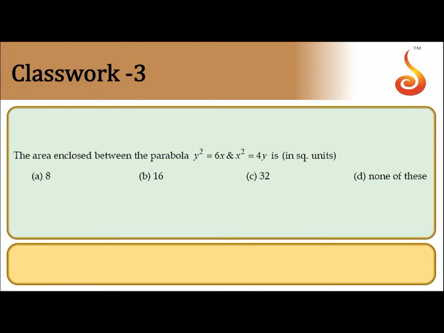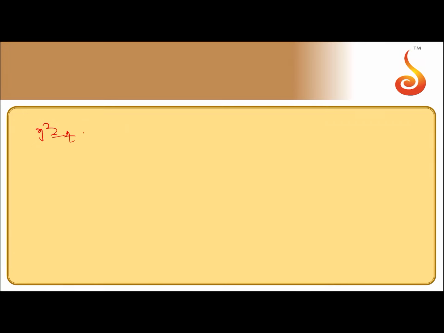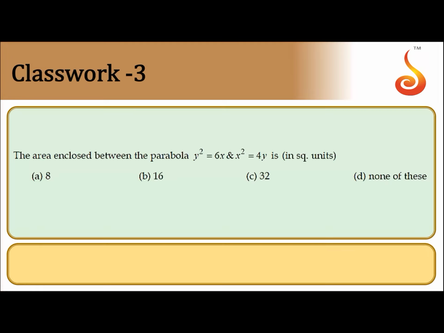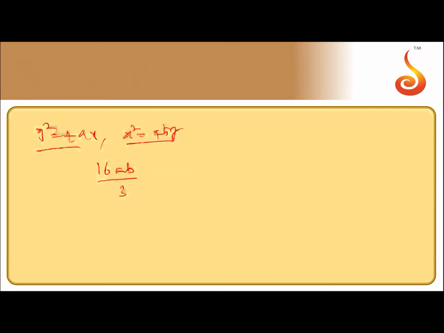Coming to the next one, the area enclosed between the two curves y square is equal to 4ax and x square is equal to 4by. Here is the formula: the area bounded by the two curves is 16ab divided by 3. So in this case, y square is equal to 6x and x square is equal to 4y.